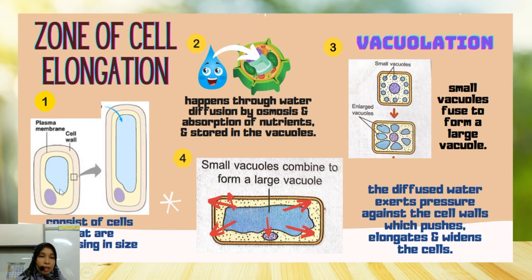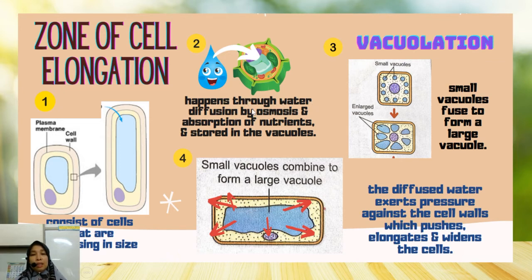If you take a look in here, this is referred to as the basal cell, or the new cell that is produced. When it goes to the zone of cell elongation, this cell will increase in size. Okay, then number two, how does it happen? How does the elongation happen?